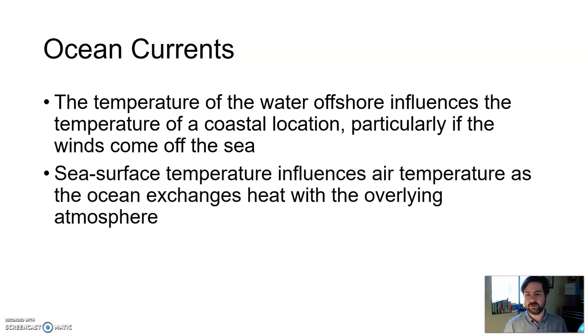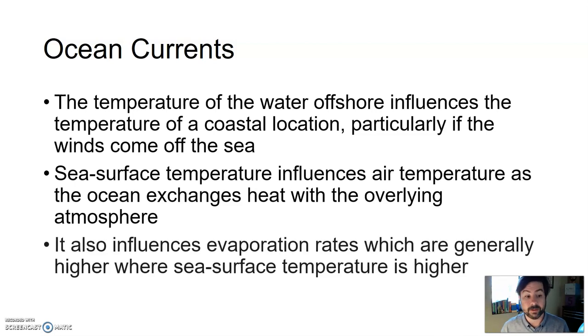Sea surface temperature influences air temperature as well, because the surface of the ocean exchanges heat with the overlying atmosphere, so that can also affect weather and climate patterns. It also influences evaporation rates, which are generally higher where sea surface temperature is higher. So with warmer ocean currents, more of that water is evaporating, going into the atmosphere, making clouds, making rain.